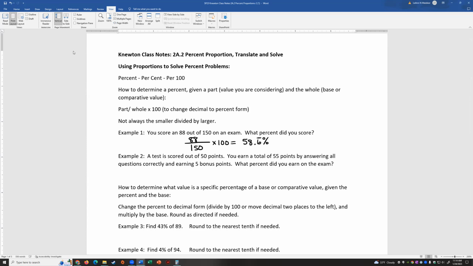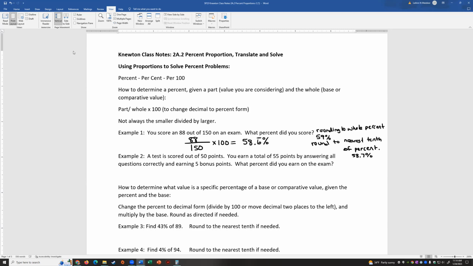Remember that bar means repeating decimal. If they'd asked me to round to, say, the nearest whole percent, that would have bumped up to 59%. If we round to the nearest tenth of a percent, which you will see sometimes, that means you get to percent form first, which we already did, then you round to the nearest tenth. So that would have been 58.7% because the sixes were repeating, so that tenth place 6 would get bumped up. Just some different variations of how they could ask you to round it.